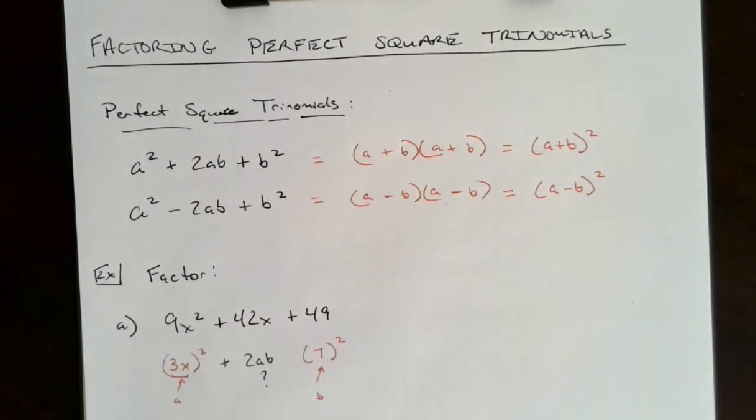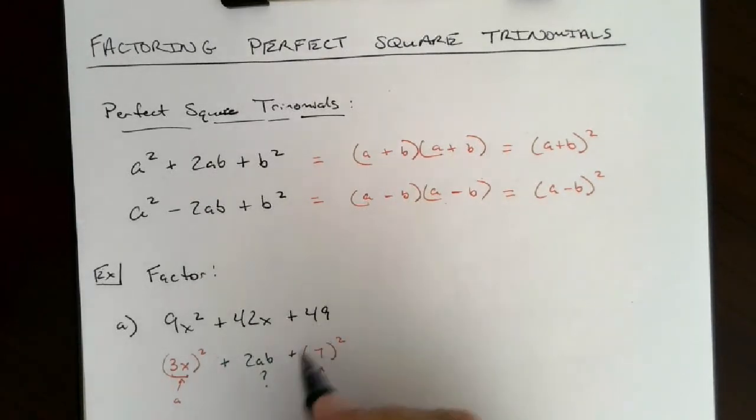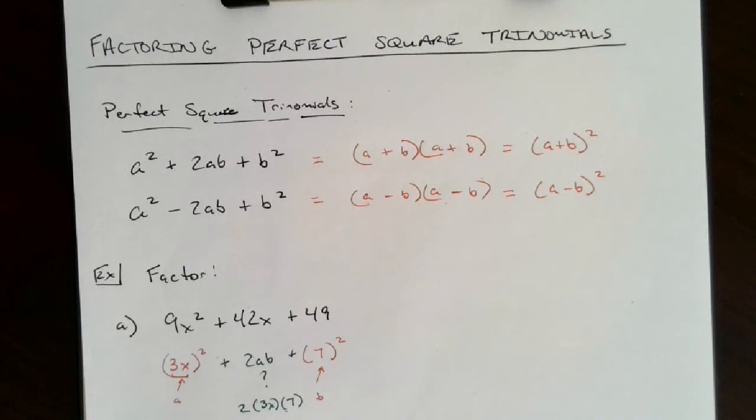I want to check, is this middle part 2ab? All right, we don't know. We're going to find out. Is it 2ab? Let's still do plus in the end here. So is this 2ab? Well, 2 is just the value 2, so it's a coefficient of 2. What's a? Well, a was 3x. And what's b? B was 7. So do these multiply to 42x? Well, let's just check it out quick.